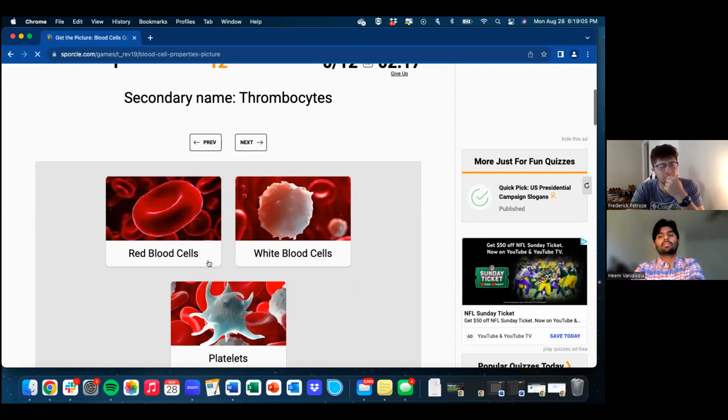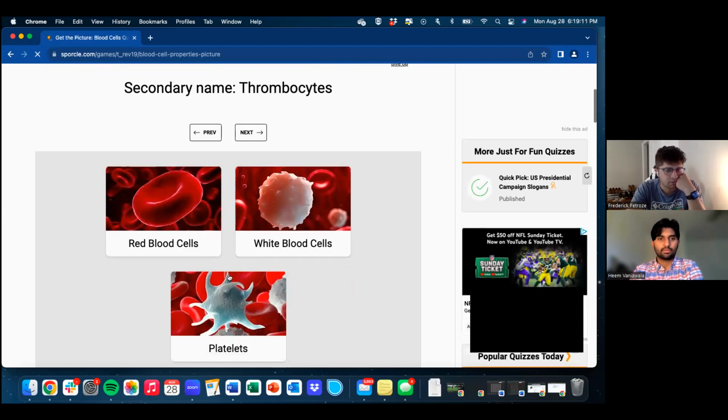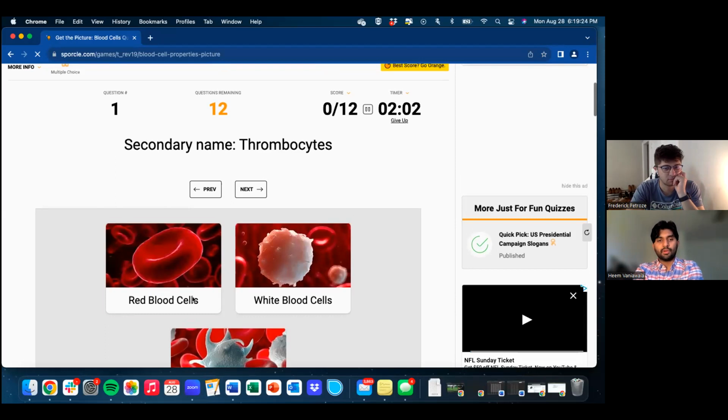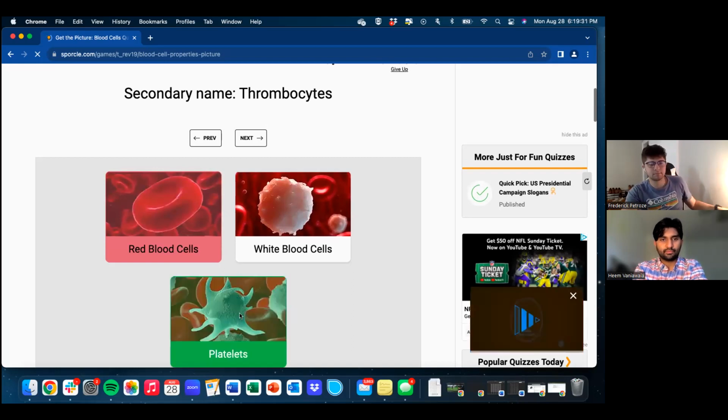I thought it was red blood cells. Why would it be red blood cells? Because if you have thrombosis, it's because your red blood cells are messed up, not because your platelets. Am I just stupid? No, you could be right. It's platelets, right? I think so. Yep.